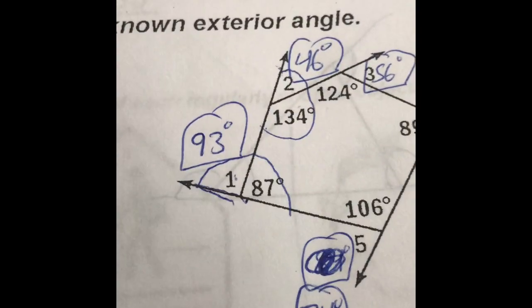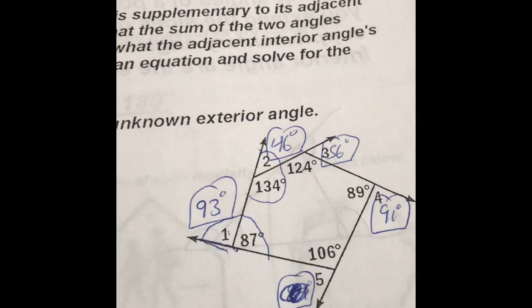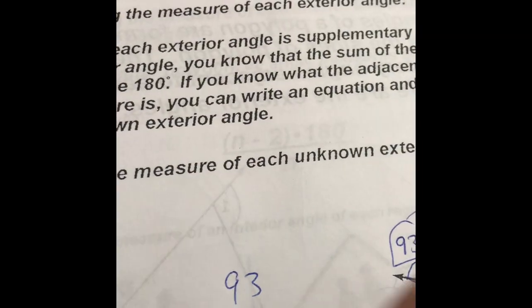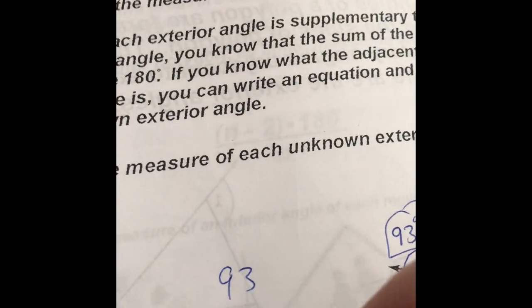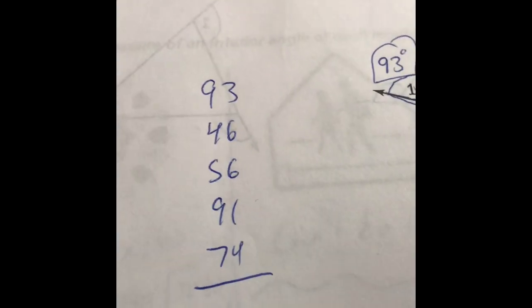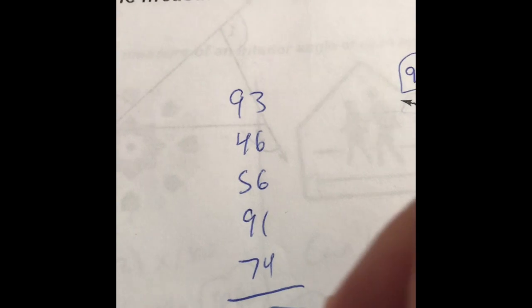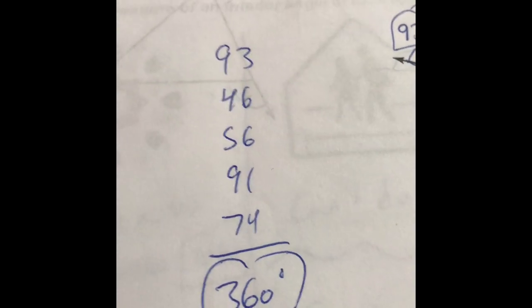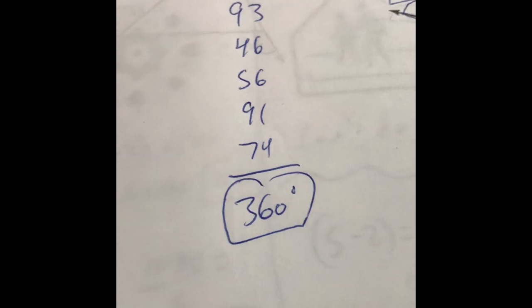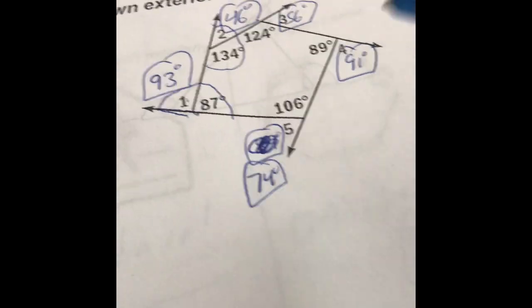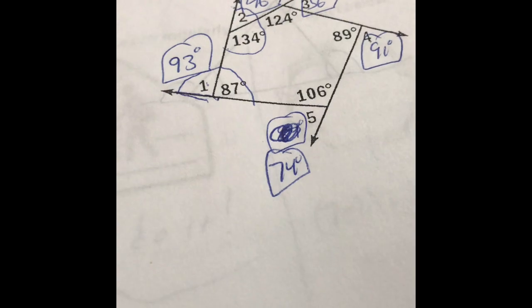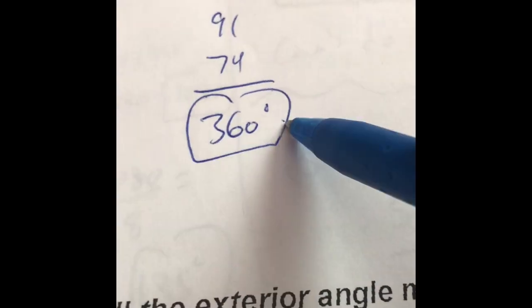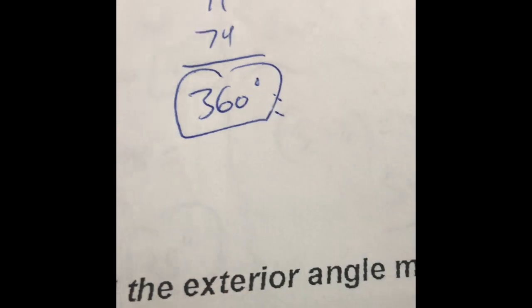So what we're going to now do is add up all 5 of these exterior angles. So let's add up 93 plus 46 plus 56 plus 91 plus 74. And when you add them up, you are going to get 360 degrees. And this is a very, very important concept. It doesn't matter what shape you have, a pentagon, an octagon, a 22-gon, it doesn't matter. Your exterior angles will always add up to 360, okay?